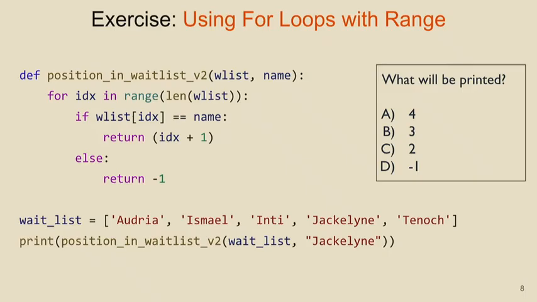This is another one of those trick questions, but we just went through one of these. We have this else statement that returns -1. So what's going to happen here? The very first person that we check, Audrey, at index 0, is not the same as who we're checking for, Jacqueline. Because of that, we don't go into this if statement, but there's an else statement, so we go there, and we immediately return -1.